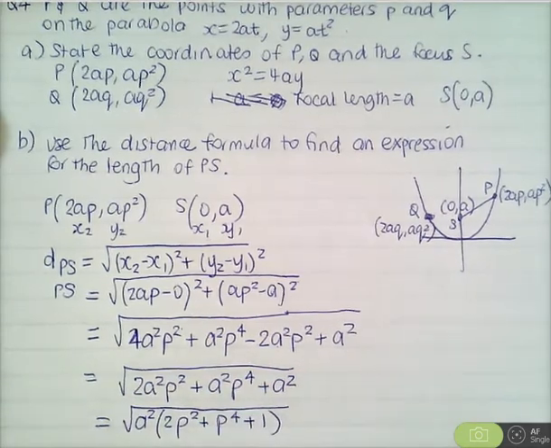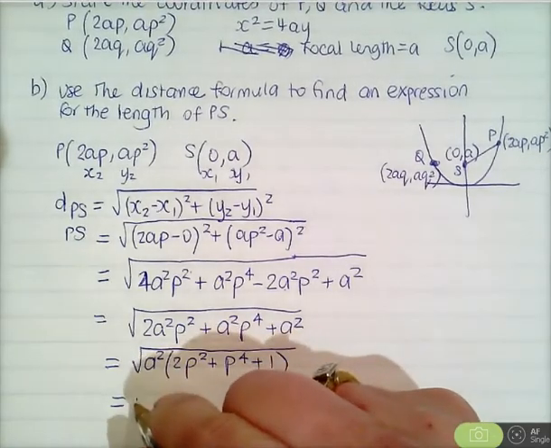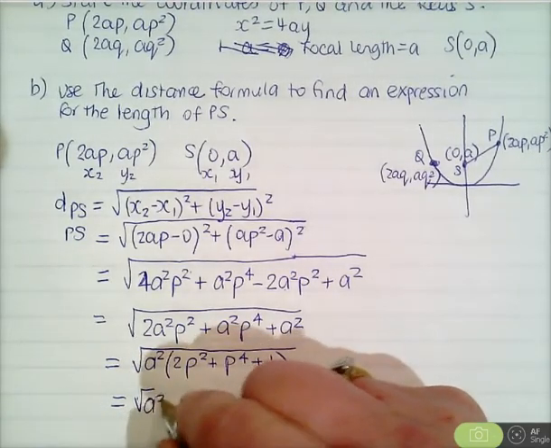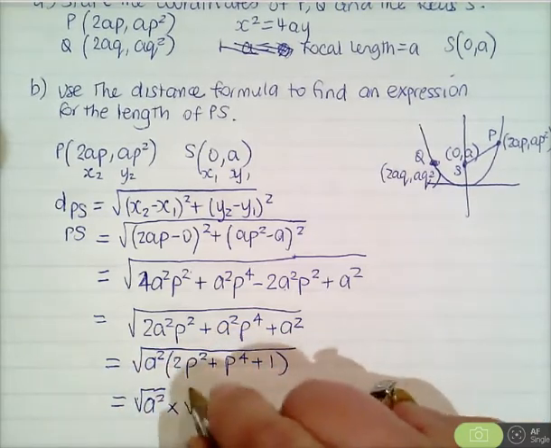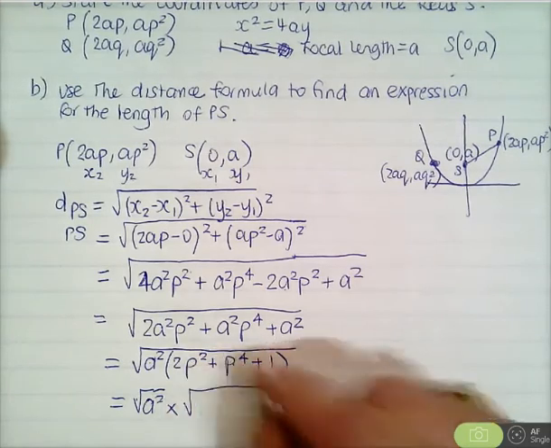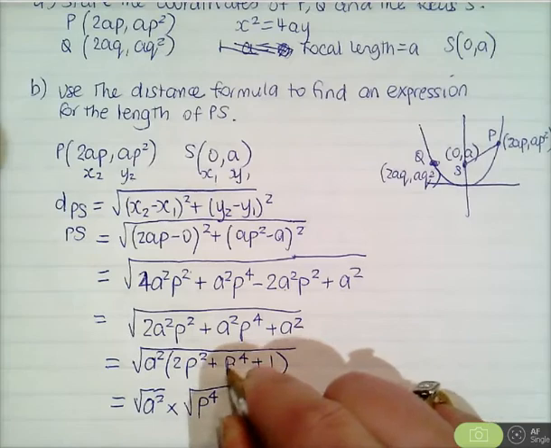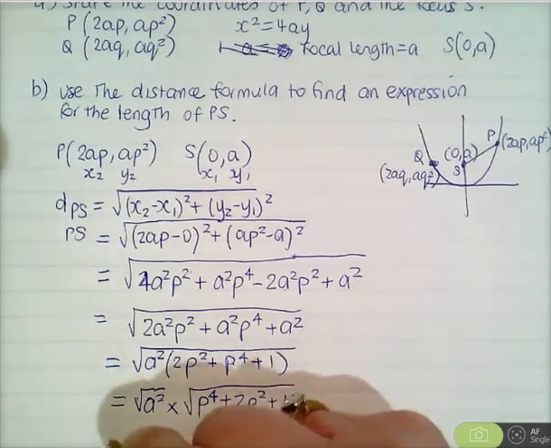Now, I'm going to rewrite this another way around. This really is the square root of a squared times something else, because the square root of something times something else is the square root of the first thing times the square root of the second thing. Now what I'm noticing here looks like a quadratic, so I'm going to write it in the form of a quadratic: p to the 4 plus 2p squared plus 1.